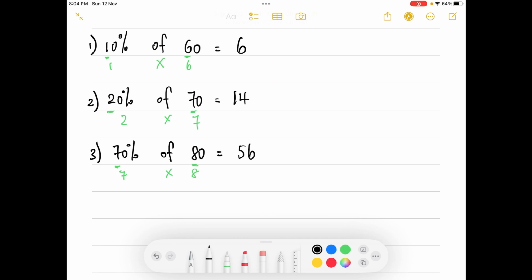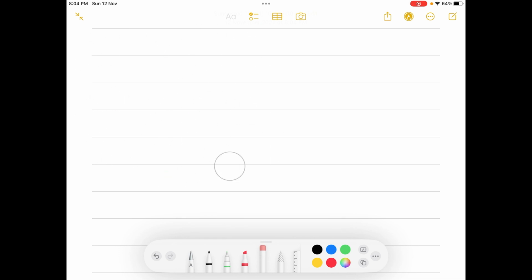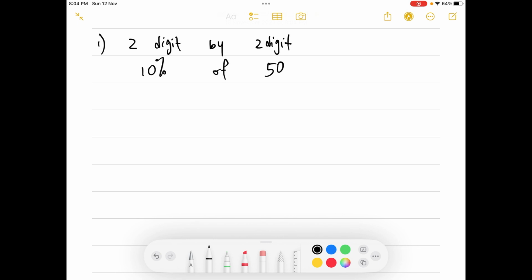So when can we use this percentage trick itself? First, you can use it when you have a 2-digit by 2-digit. So what I mean is that, for example, 10% of 50. Okay, answer you'll get 1 times 5. You get directly the answer to be 5 itself.